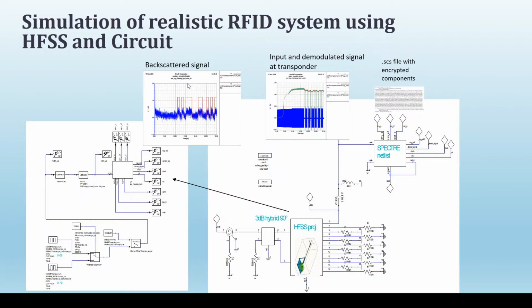So here is an overview. We can set up the circuit. We can get a backscatter signal. We can detect all the possible signals, like input signal, demodulated signal, inside your circuit tree.